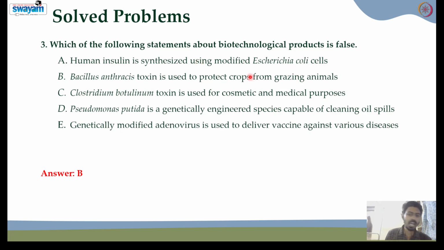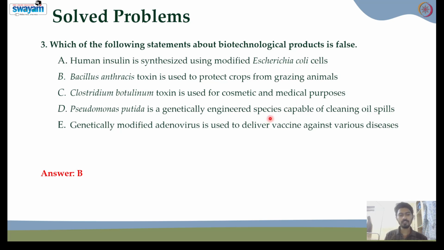And option B, as we have already seen, cannot be used to protect crops from grazing animals. And option C, which is Clostridium toxin, yes, it is used for cosmetics and medical purposes. In cosmetics, these toxins are used for wrinkle and facial asymmetry corrections. Whereas in medical purposes, they have been used in treating chronic migraines, cerebral palsy, and sclerosis. So this is how Clostridium botulinum toxins are used in different industries like cosmetics and medicine.